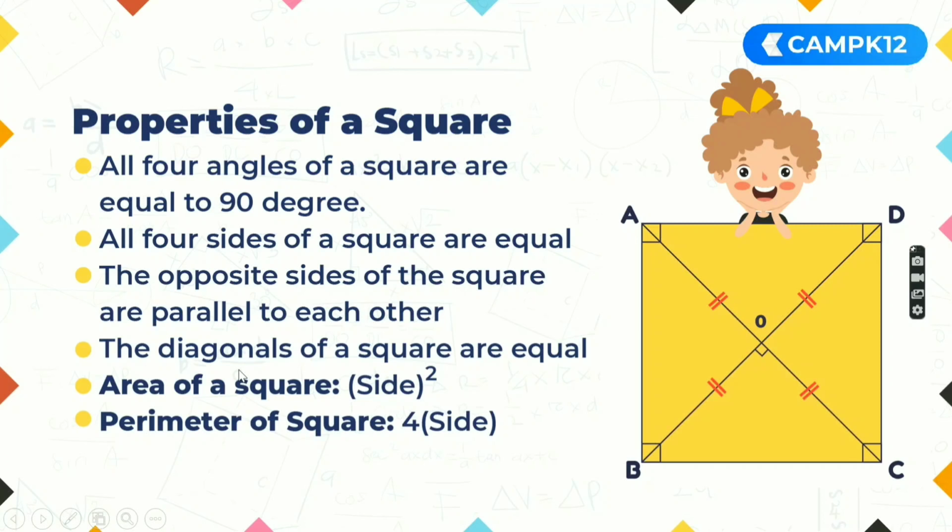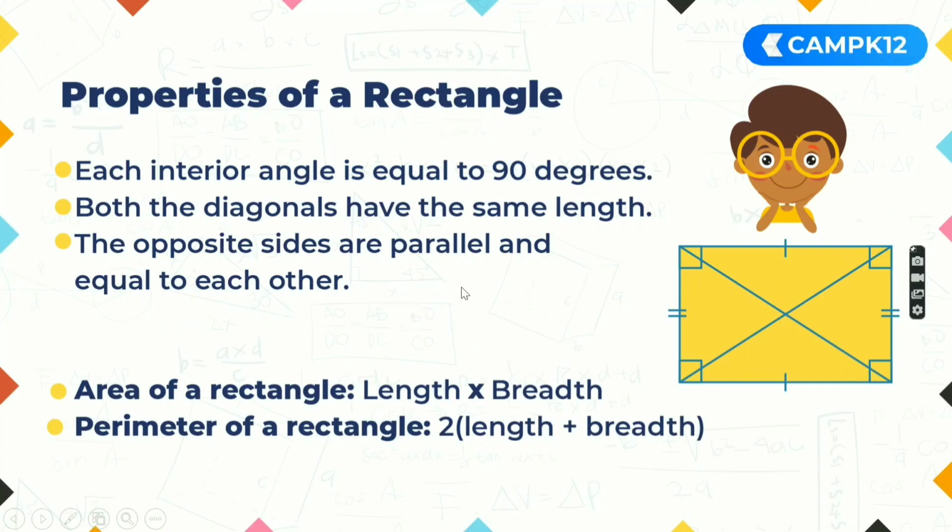Talking about the formula for the area of a square, it's basically side square. So you can consider any of the sides as all the 4 sides are equal. Talking about the perimeter of a square, it's basically 4 into side. Let's now talk about the properties of a rectangle.